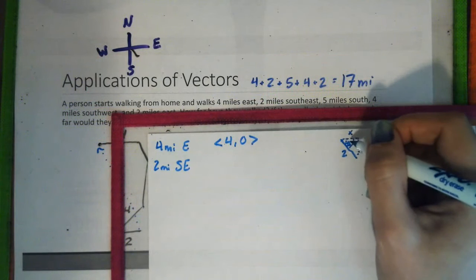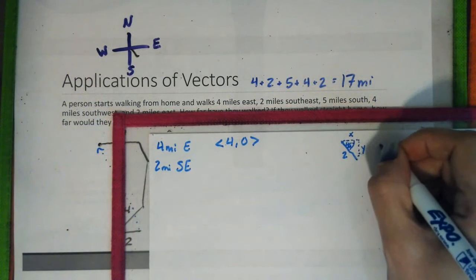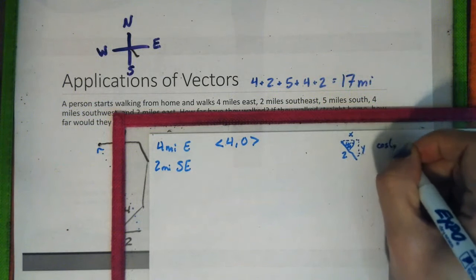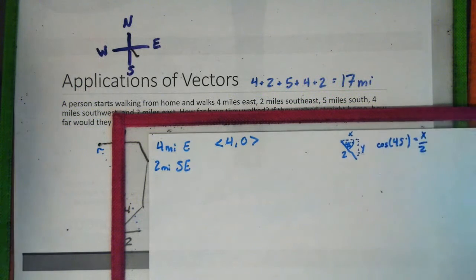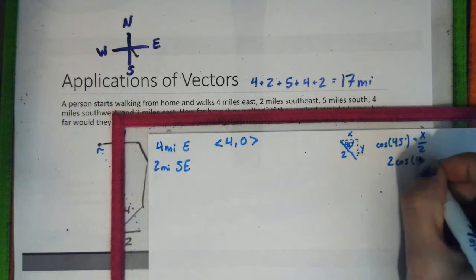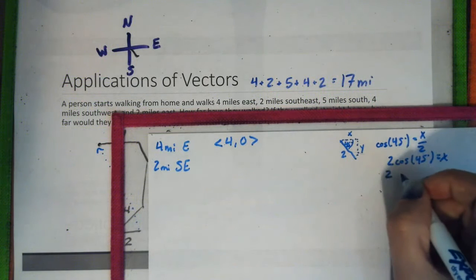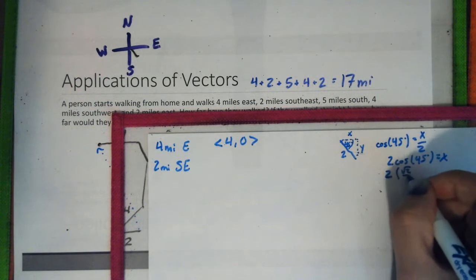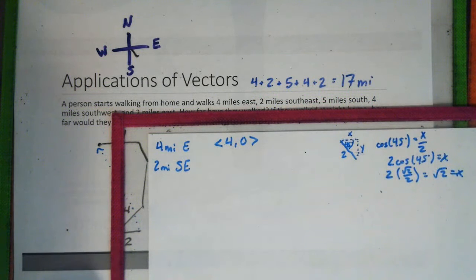We know this angle, so the adjacent is x, which is going to be cosine. We get that the cosine of 45 degrees is equal to our x over 2. Multiplying over, we get 2 times the cosine of 45 degrees is equal to x. We know the cosine of 45 degrees is square root of 2 over 2. That leaves us with the square root of 2 for x.